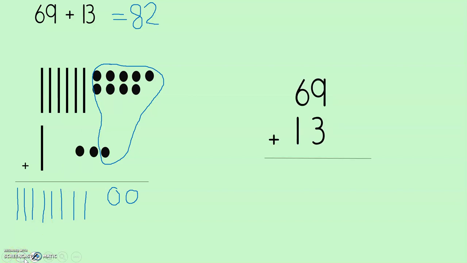Now remember where your tens and your ones are. 9 ones plus 3 ones is 12 ones. I know that 12 is the same thing as 2 ones and 1 ten. So now I have 2 in my ones place. Let's add the tens place. 6 tens plus 1 ten is 7. And then I have one more 10, which would give me 8 tens. Now I have 8 tens and 2 ones, which is 82.